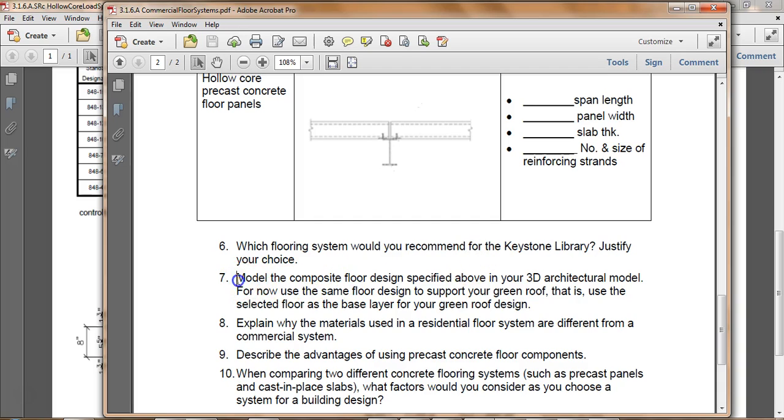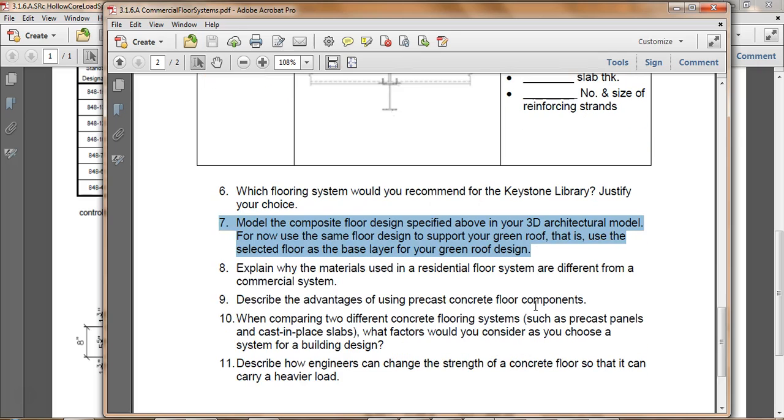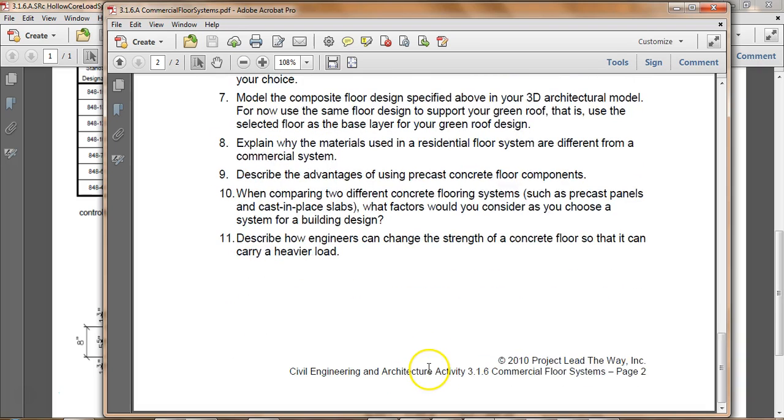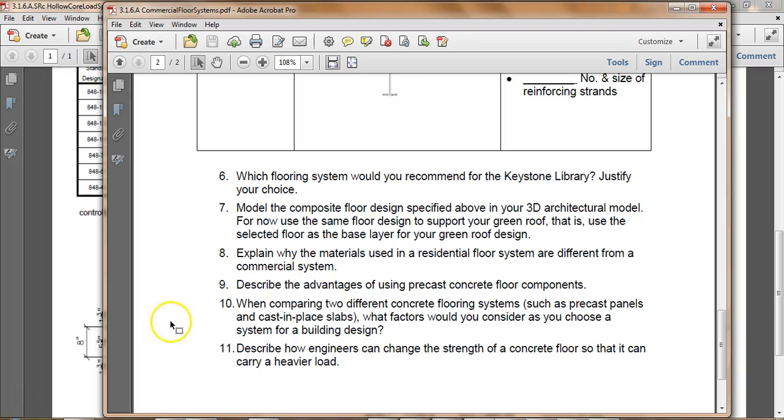We are not going to do number 7. You can just mark skip for this one. We are not doing number 7. We're not going to go back and put it in Revit. But I do want you to answer 8 through 11 in your engineering notebook. There's not space here. And then put this all in your engineering notebook and turn it in to have it graded.